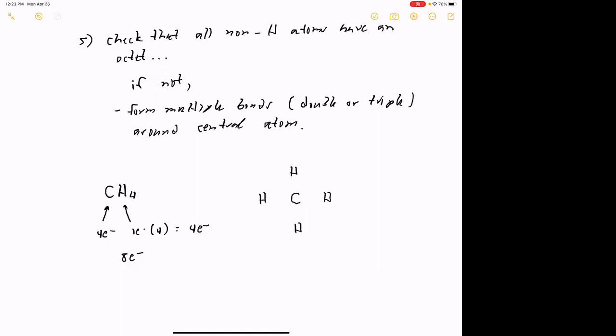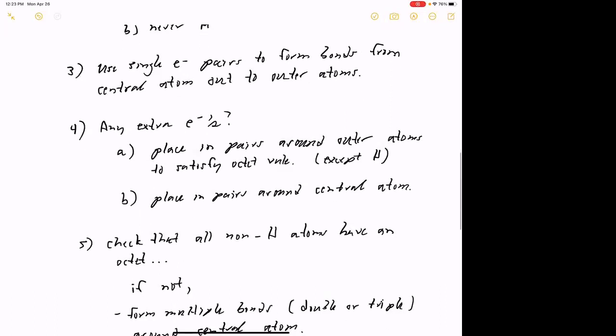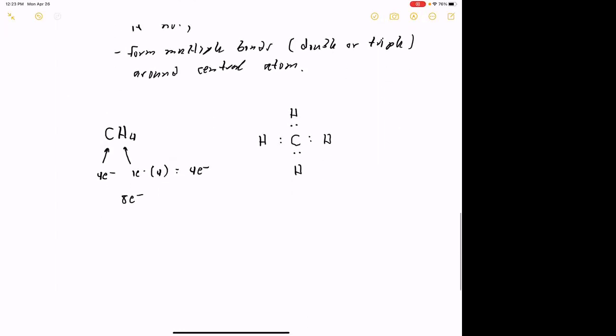Okay, so the next thing, item number 3, says that we're going to use electron pairs to form bonds out from the central atom to the outer atoms. Okay, so I can go ahead and put those in. 1, 2, 3, 4, 5, 6, 7, 8. Okay, I just made my bonds. All right. Now, another way I can write this, which I typically like to do just because it's faster to do, is I let an electron pair be like a dash. And that dash represents a chemical bond, a covalent bond.